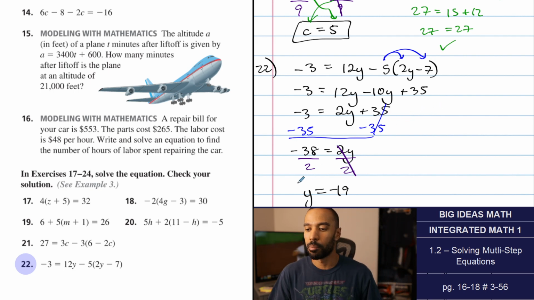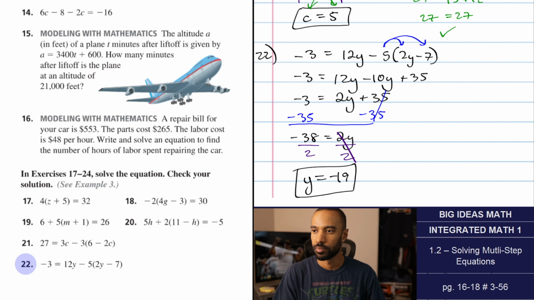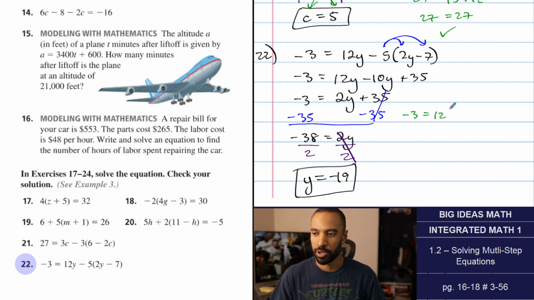I have no idea. y equals negative 19. Now, we could double check that. And I suppose we will. They told us to. But, hey, it's bigger numbers. At some point, you probably say, I hope it's good. I hope it's good.